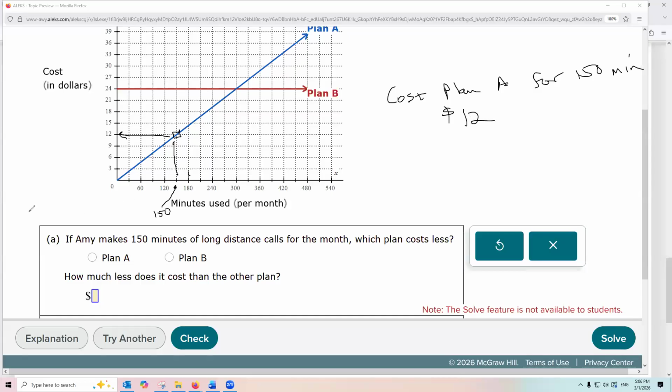Let me do the same thing for plan B. I'm going to go to 150 minutes, which is right here. But now I'm going up to plan B, which is this point right here. Well, I can see this is going to cost me $24. So the cost for plan B is $24.